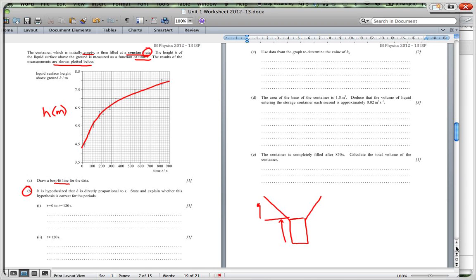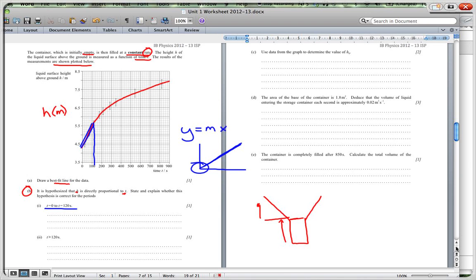B, it is hypothesized that H is directly proportional to T. State and explain whether this hypothesis is correct for the periods time T is equal to 0 to 120 and greater than 120. Now just to remind ourselves, for a proportional graph, it's a graph y is equal to mx. It's a graph that goes through the origin and it's a straight line. So if it's proportional, it must go through the origin, it must be a straight line. So from time t is equal to 0 to 120, now that's up to there. Now this looks like it's a straight line.